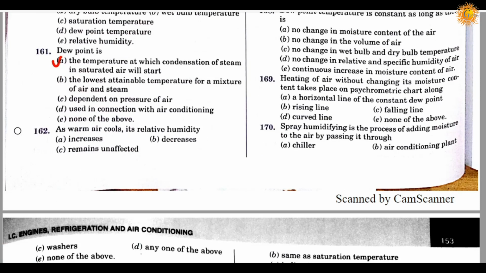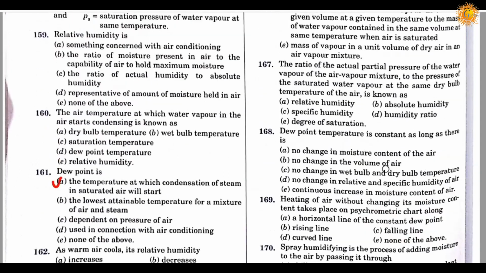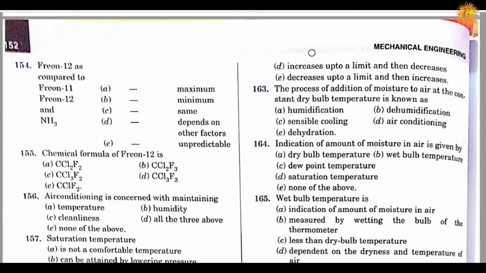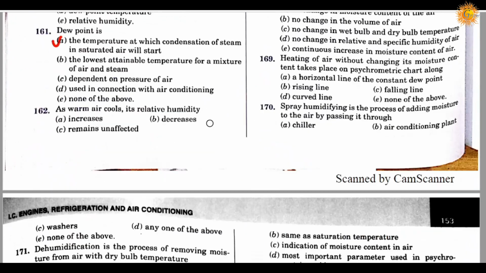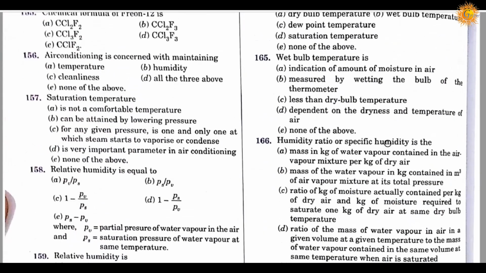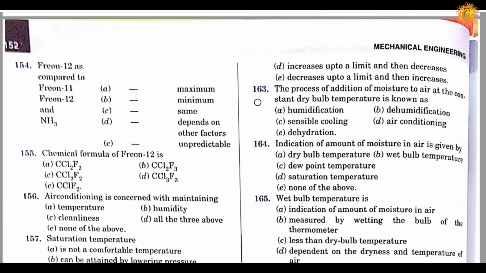Question number 162. As warm air cools, its relative humidity: option A, increases, option B, decreases, option C, remains unaffected, option D, increases up to a limit and then decreases, option E, decreases up to a limit and then increases. So the correct answer is A. It will increase.